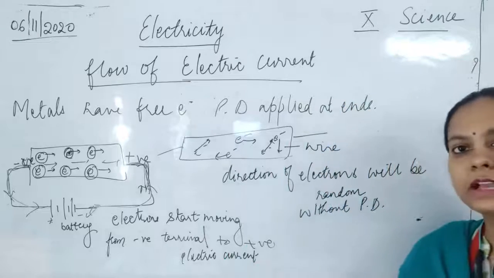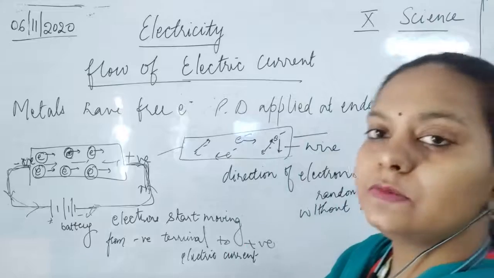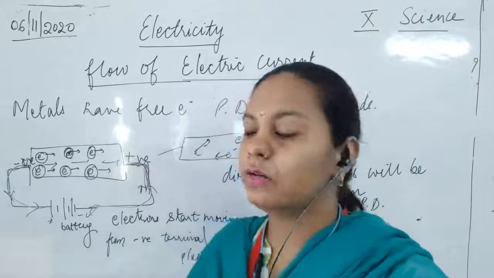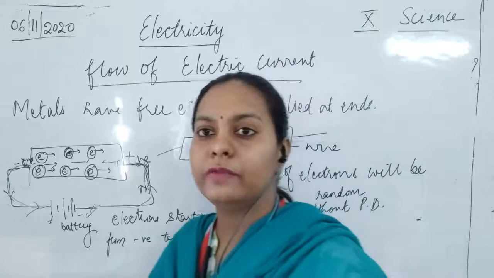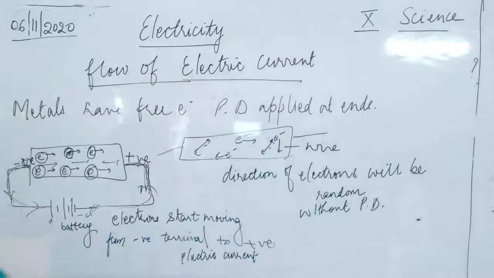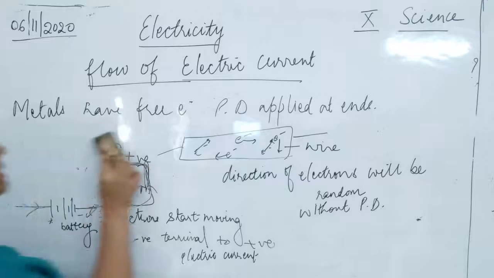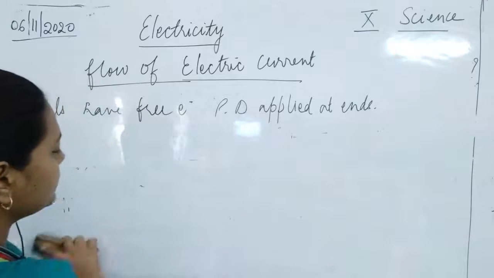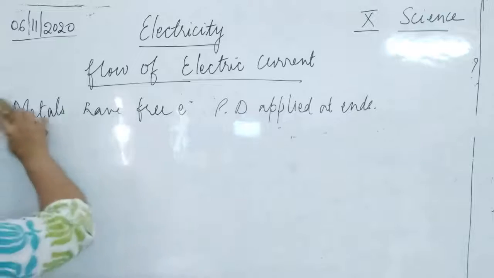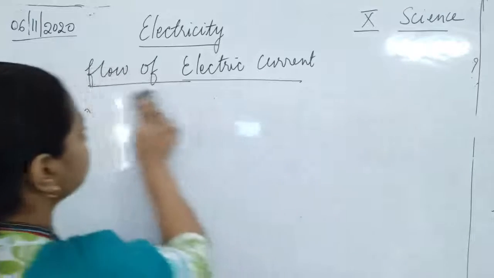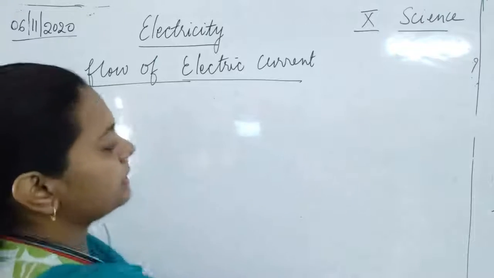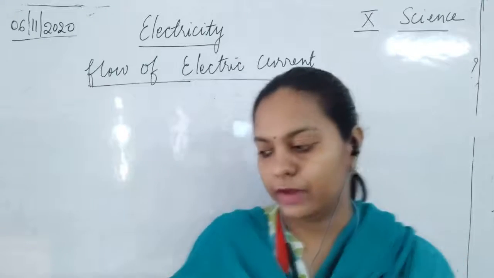We always consider the current which is flowing in the outer circuit; whatever current is in the outer circuit, that is what we consider. That is why we always say that electric current flows from the positive terminal to the negative terminal. Please remember this. But the actual direction of the electrons is from negative to positive inside the electric wire.